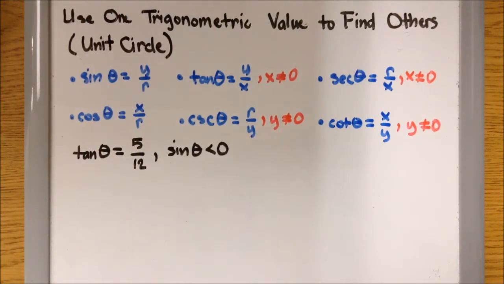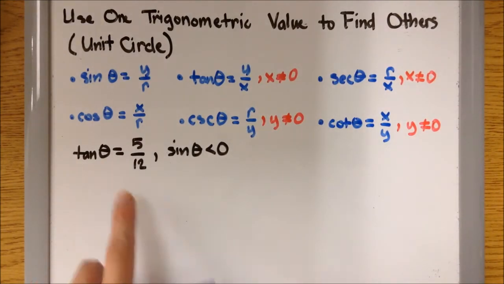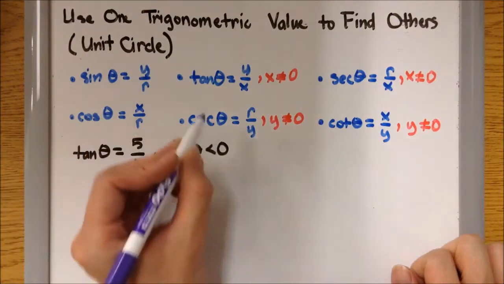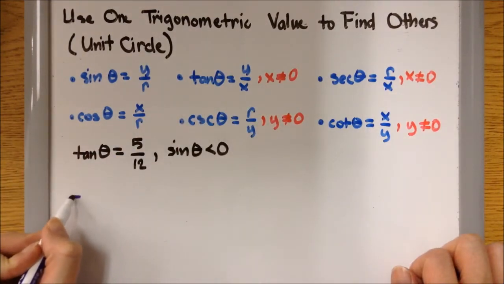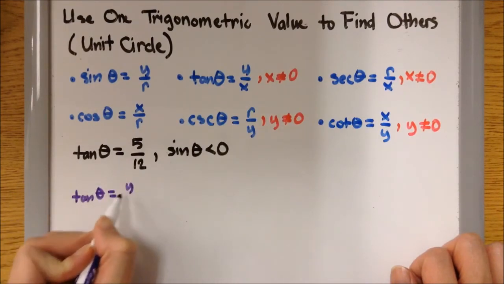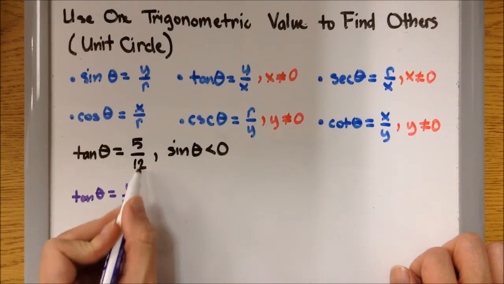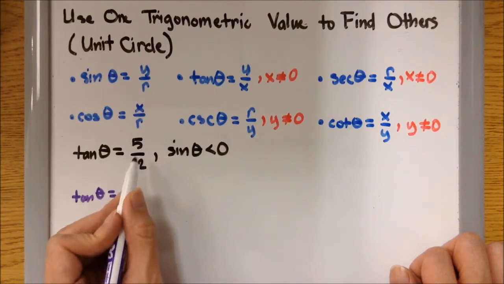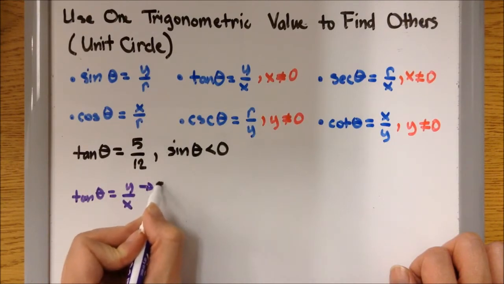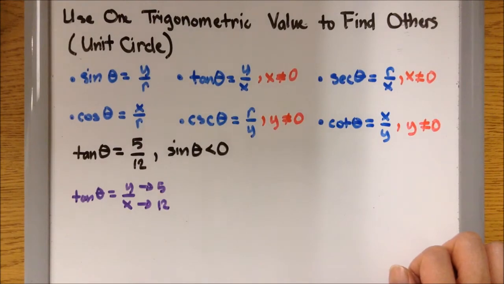So start off with our first example. Tangent theta equals 5/12. Now, following the definition, tan theta is y over x. So therefore, since tan theta is 5/12, y is 5 and x is 12. So we know that for sure. But that does not give us the complete information.